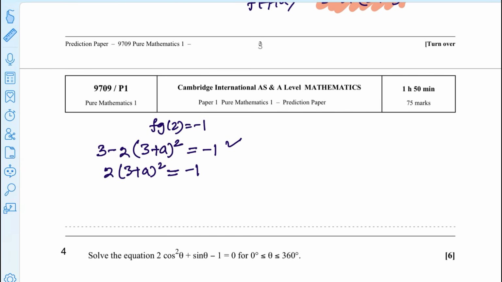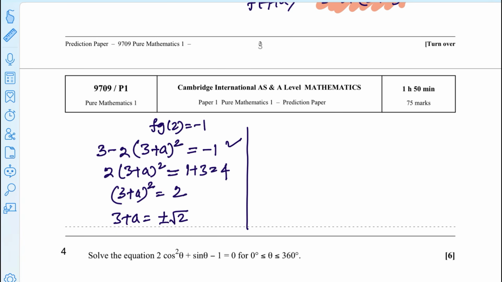No, this is 1 plus 3. If you rearrange it here, 1 plus 3 equals 4, right? So if you divide by 2 on both sides, we can say (3 plus a) squared equals 2. So 3 plus a will be plus or minus square root of 2, right? So I can get two answers. Got it? What does it mean? a can be minus 3 plus root 2, or a can be minus 3 minus root 2.